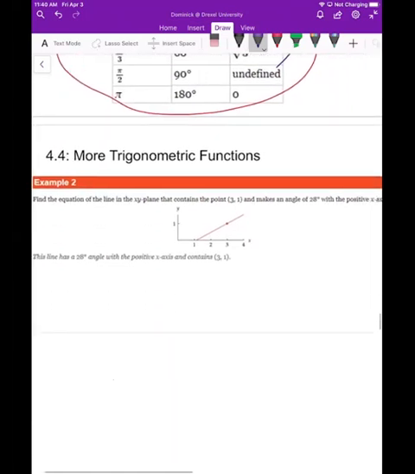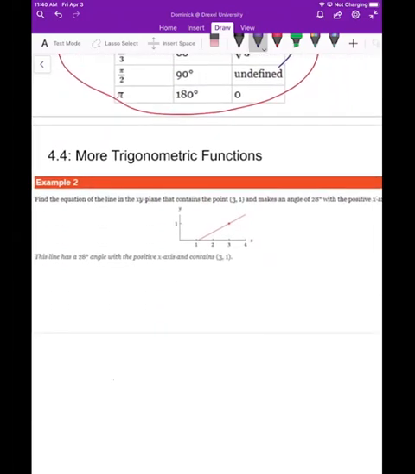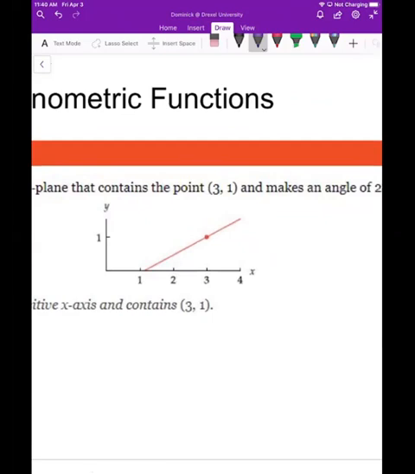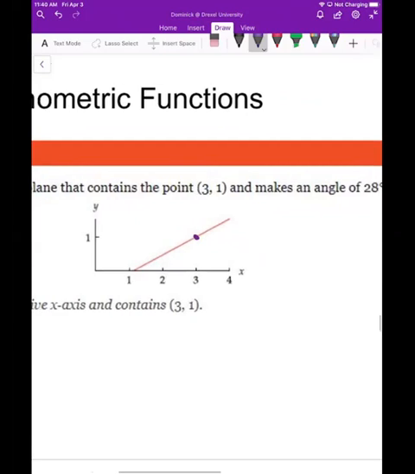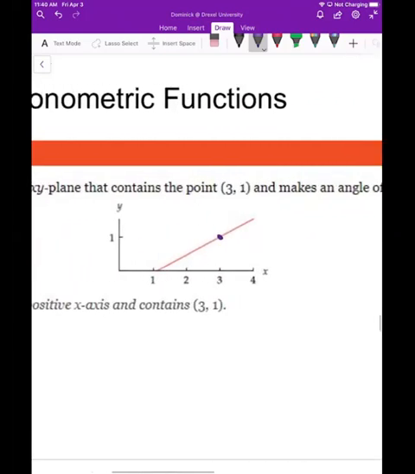Okay, so next let's look at how we can find an equation by using the tangent. Okay, so we want to find the slope of this line that contains this point (3, 1) and makes an angle of 28 degrees with this positive x-axis. So this angle here is 28 degrees.